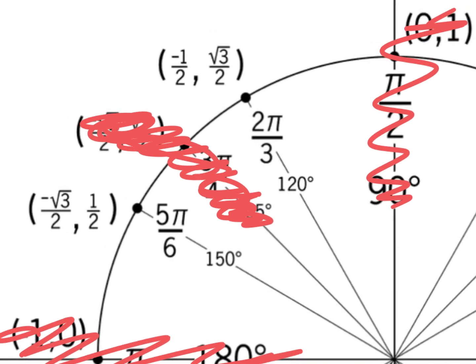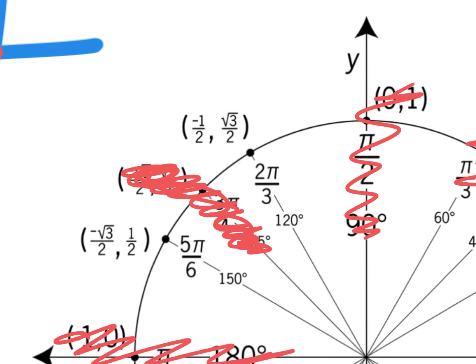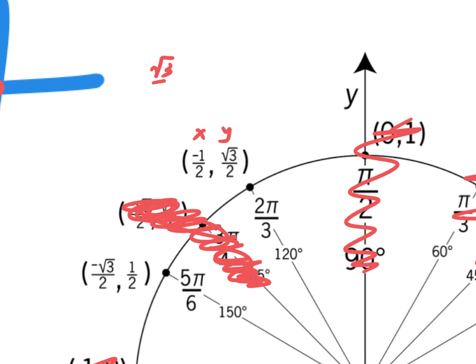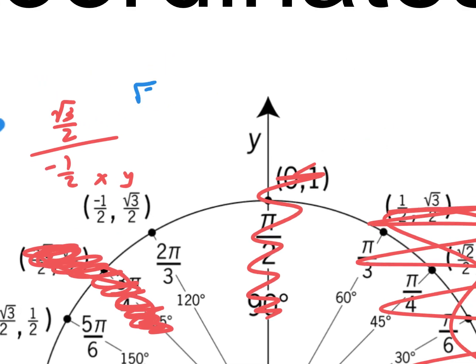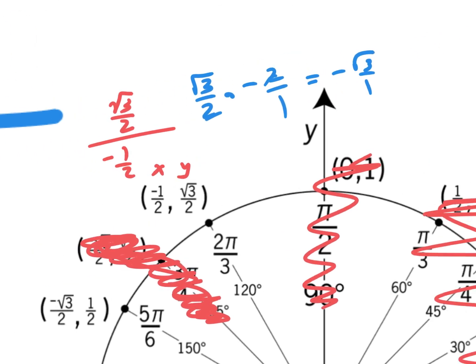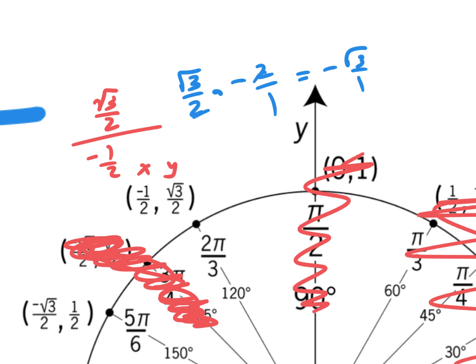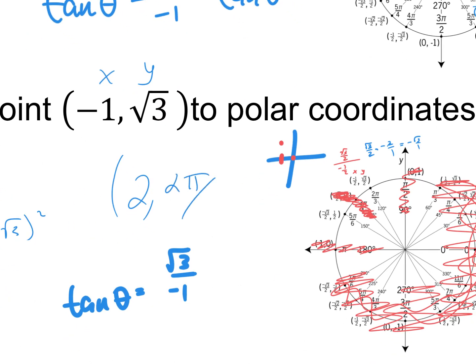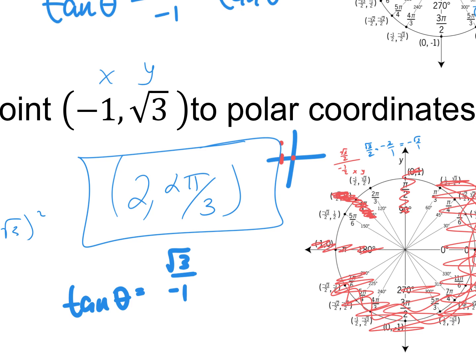Now you might have to do a little guess and check. This is my x. This is my y. I'm going to try 2 pi over 3. If I take the square root of 3 over 2 and divide it by negative 1 half, we keep, change, flip, right? So square root of 3 over 2 times negative 2 over 1. What happens to your 2s? They cancel, so I'm left here with what? Negative square root of 3 over 1. Isn't that what we were looking for? So what's the angle we're talking about? 2 pi over 3. Does that make sense? All right, good. It's really, really easy, guys.